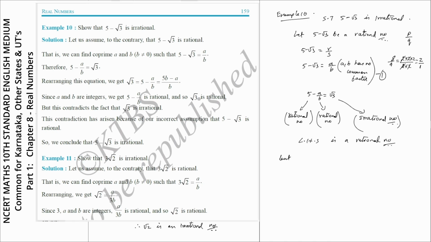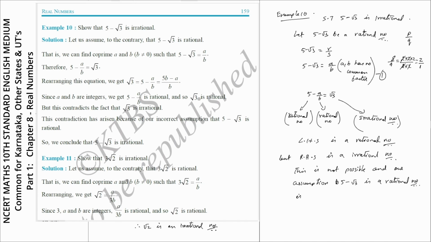But the right hand side is an irrational number. This is not possible. And our assumption, what did we assume? That 5 minus root 3 is a rational number. This assumption itself is wrong.